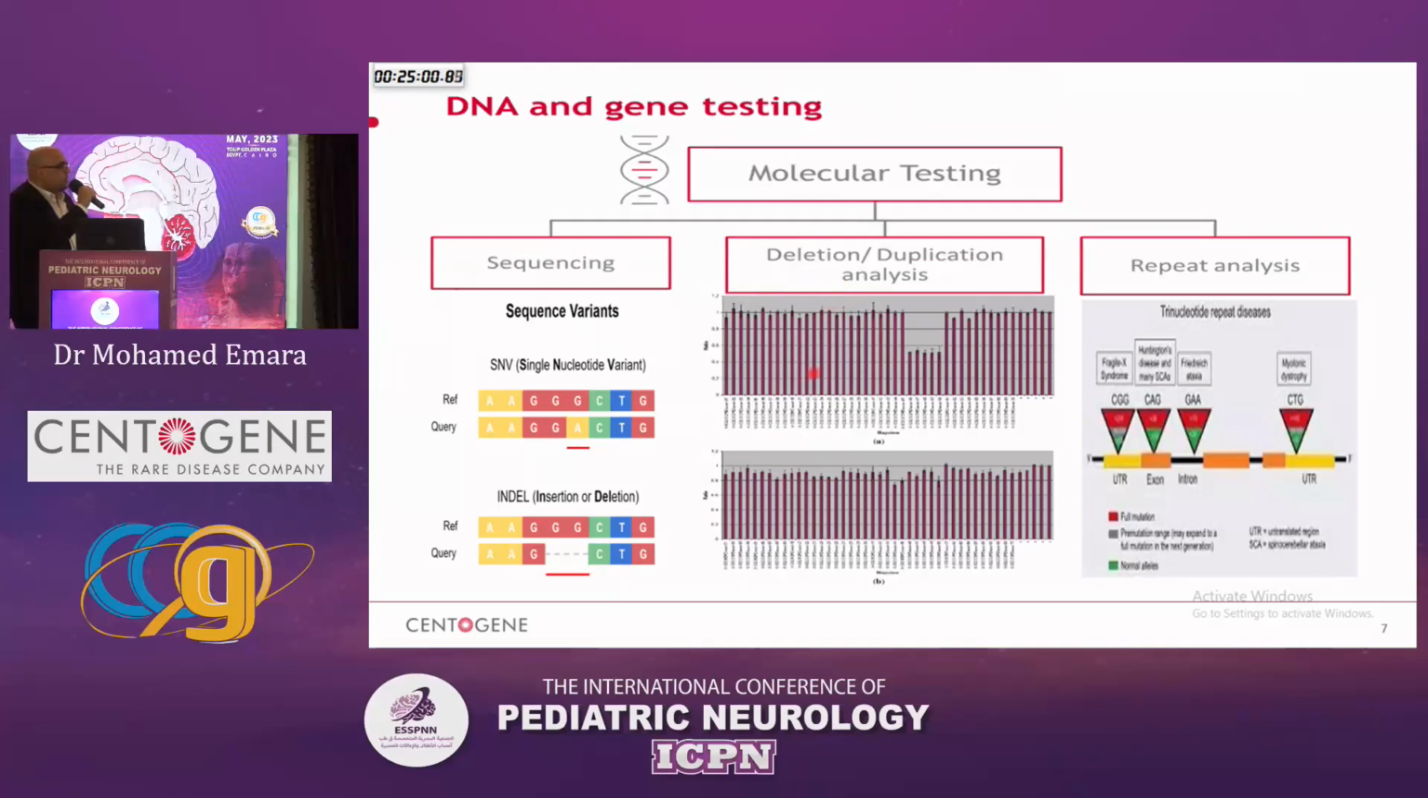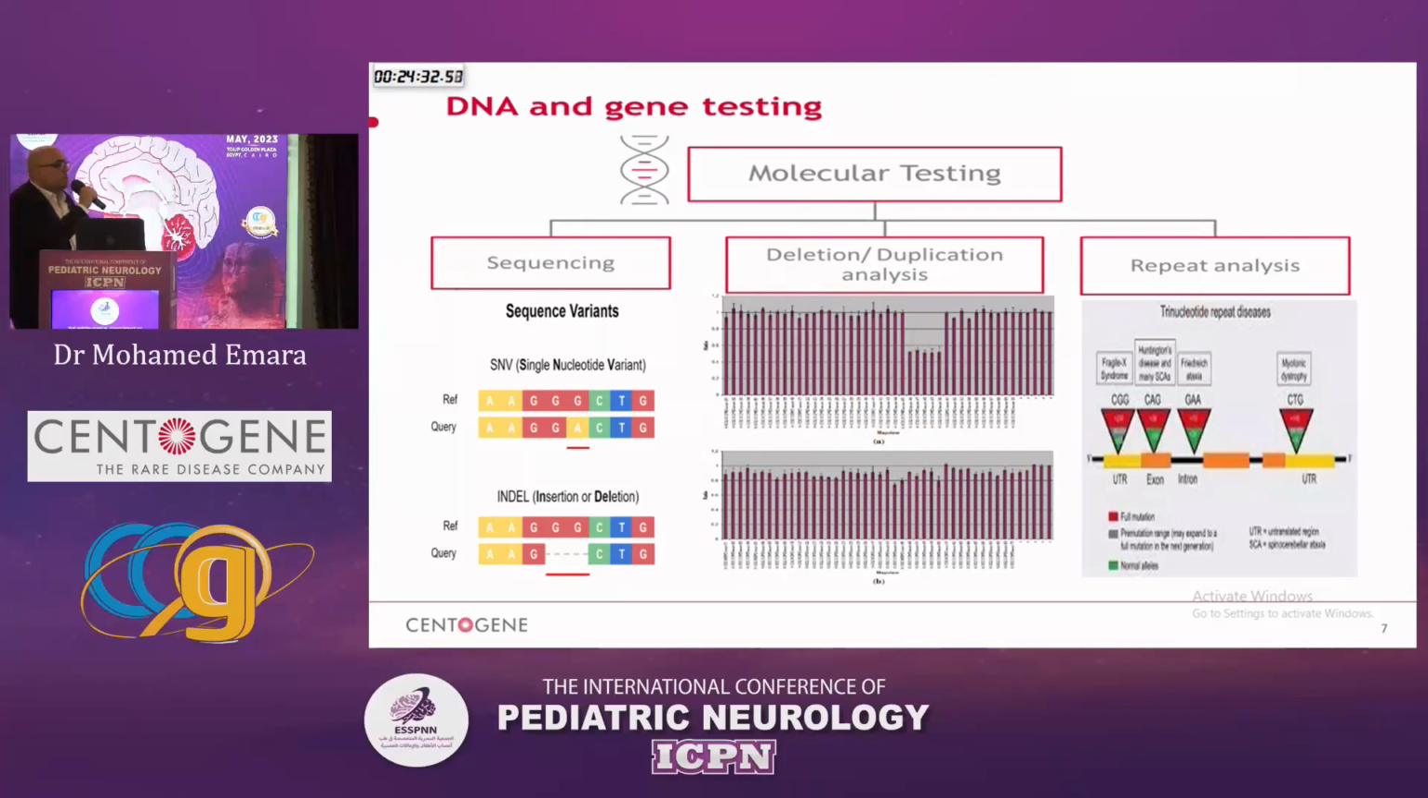We can see here the MLPA technique; this is a case of DMD. This is the normal graph for the normal DNA, and this is the proband graph for the affected DNA. We can see that there are some deletions in some exons of the DMD gene, and here comes the role of MLPA to detect deletions and duplications of exonic mutations. Moreover, the repeat analysis.